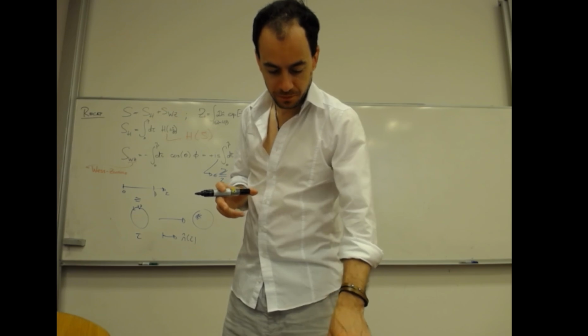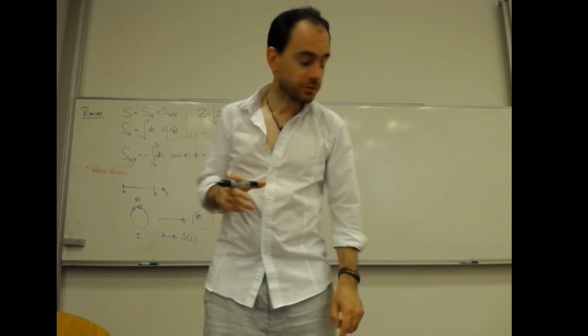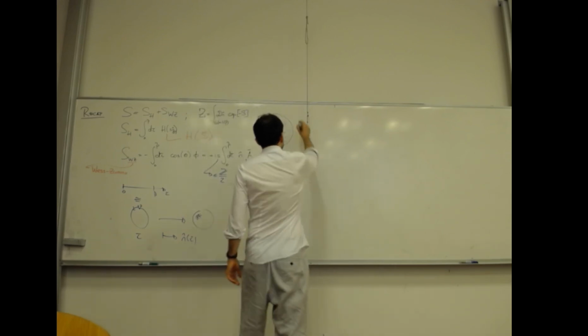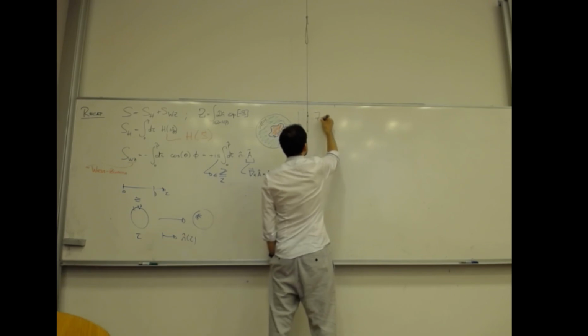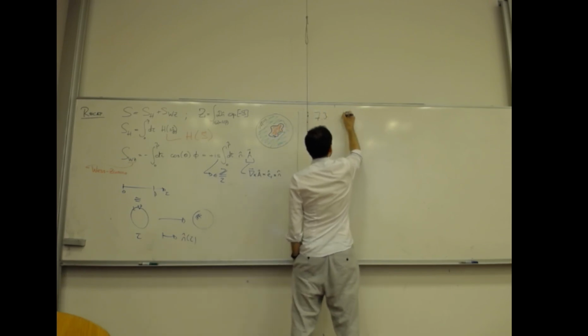Okay. So we're now returning to the problem of antiferromagnetic spin chains. 7.3. Antiferromagnetic spin chains.